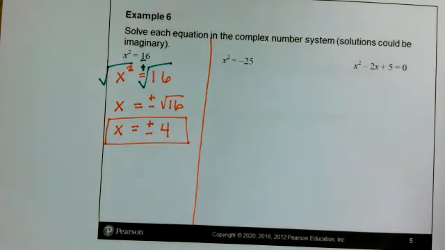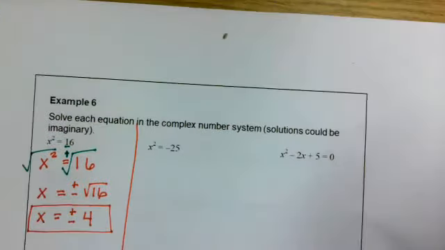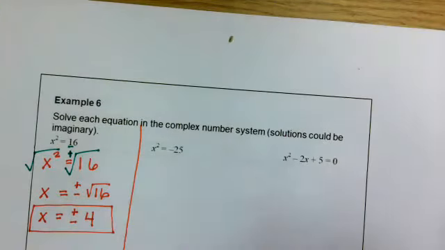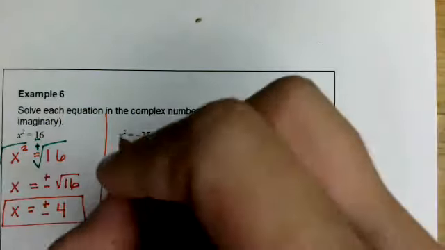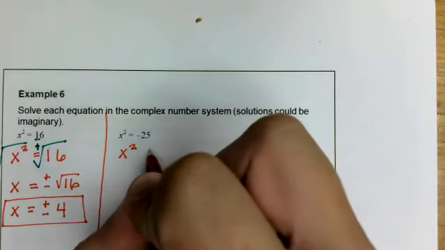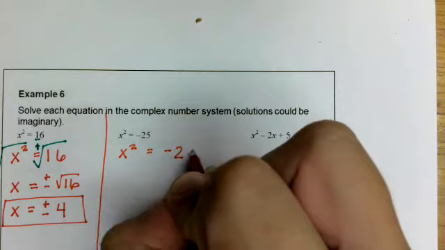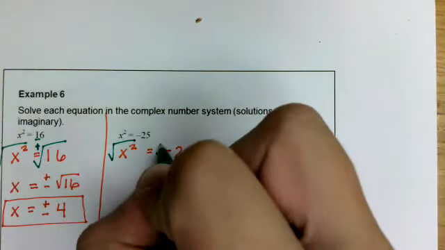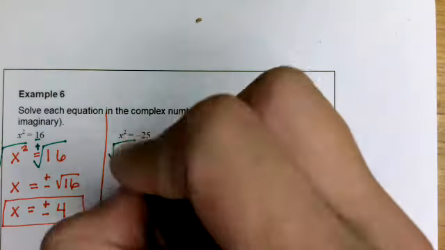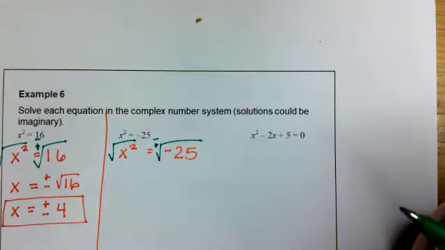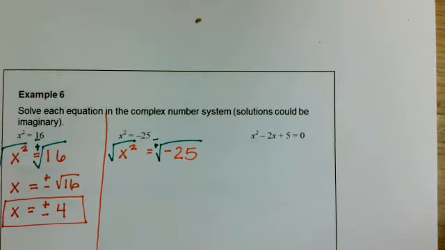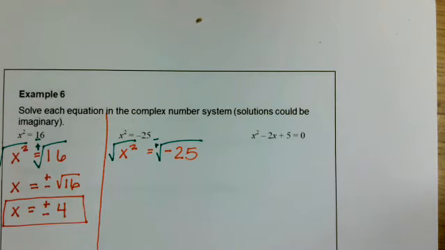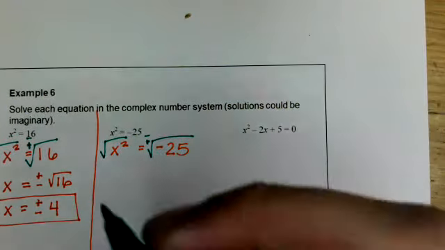That was all. No negatives. All right, x squared is negative 25. Here's a negative. x squared is negative 25. Just throw a square root and a plus and a minus, okay? I can't take the square root of a negative number, so I break it apart into a square root of 25 and a -1.